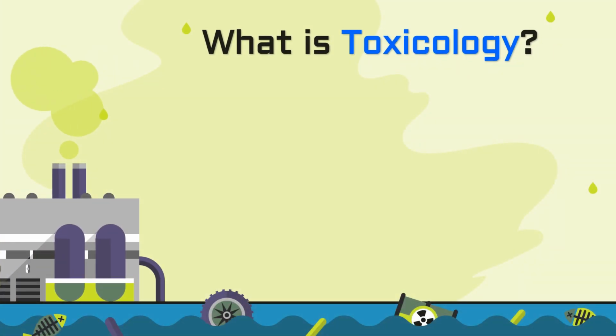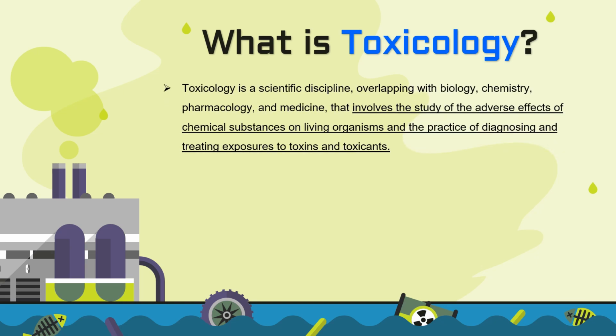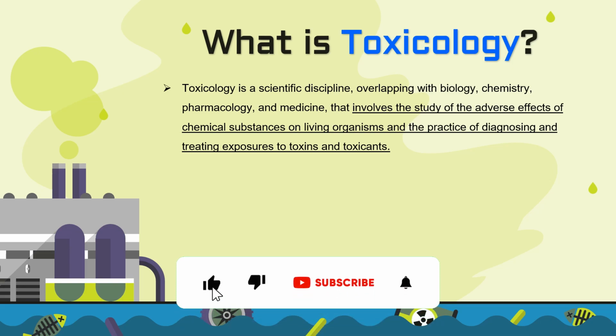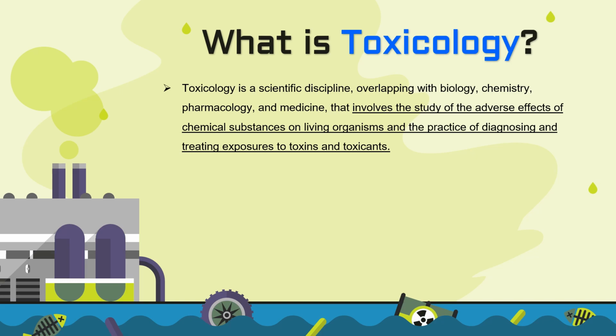So first and foremost, let us understand the fundamentals. What exactly is toxicology? Toxicology is a scientific discipline with overlapping areas of biology, chemistry, pharmacology, and medicine. This discipline involves the study of adverse effects of chemical substances on living organisms. So any chemical substance, which may include a drug, and what adverse effects are associated with it on the living organism, and the practice of diagnosing and treating the exposure to various toxins and toxicants of that particular chemical agent or drug is called toxicology.